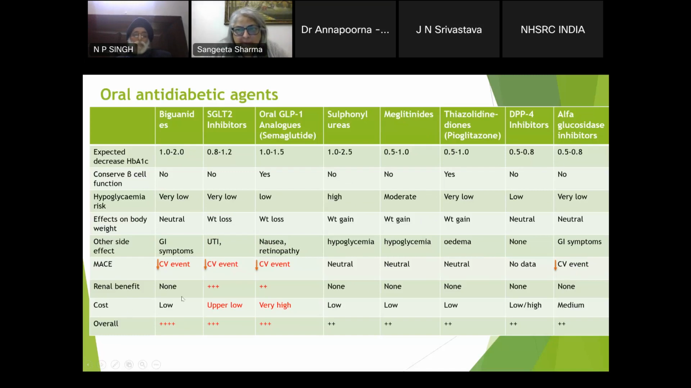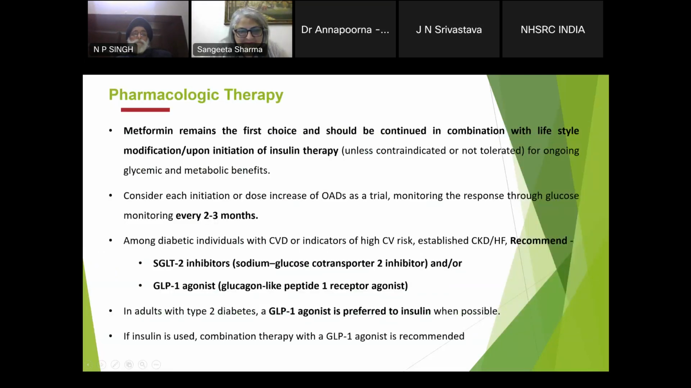Cost is again a very important factor to treat because it's a long-term illness. Biguanides are very cheap, so are sulfonylureas. But at present, these drugs, which are very effective, are costly. But I'm very sure with Sangeeta's intervention, they will also become cheaper in the near future.